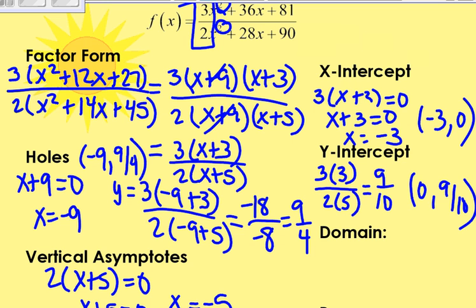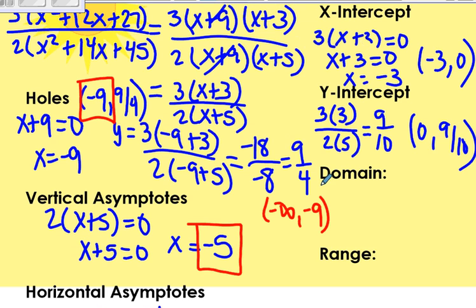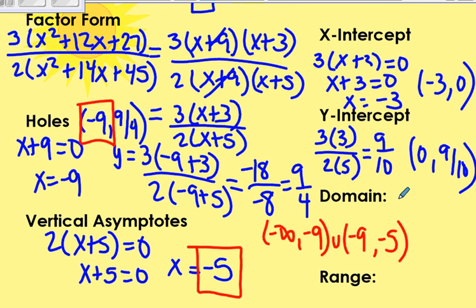Okay, domain. Domain's affected by the hole with the x value, as well as the vertical asymptote, which is negative 5. So we're going to go from negative infinity to negative 9, union negative 9 to negative 5, and then from negative 5 to infinity.